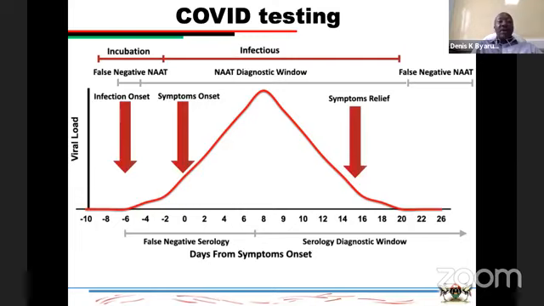Right now, we know that there are quite a number of people that are showing an asymptomatic picture, because they do not have a high viral load. And when you don't have a high viral load, it means your ability to detect the nucleic acid or the viral particles is going to be minimal.